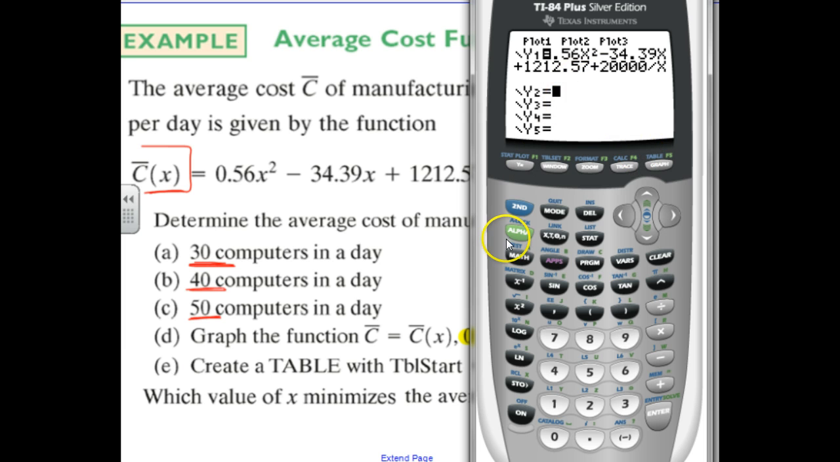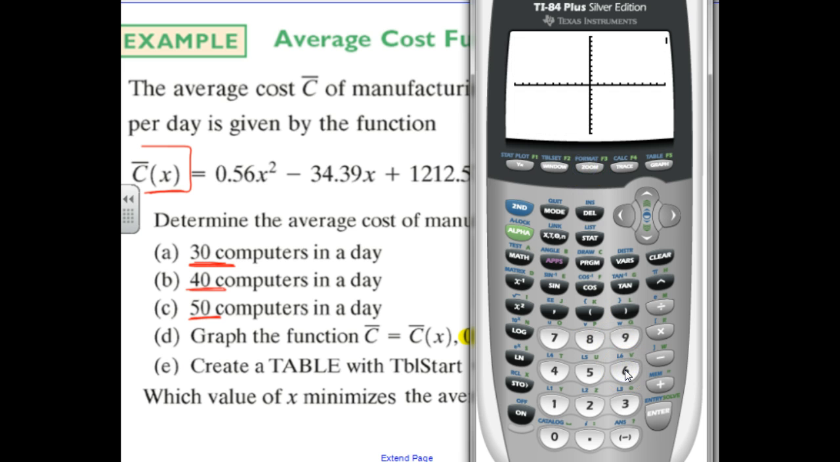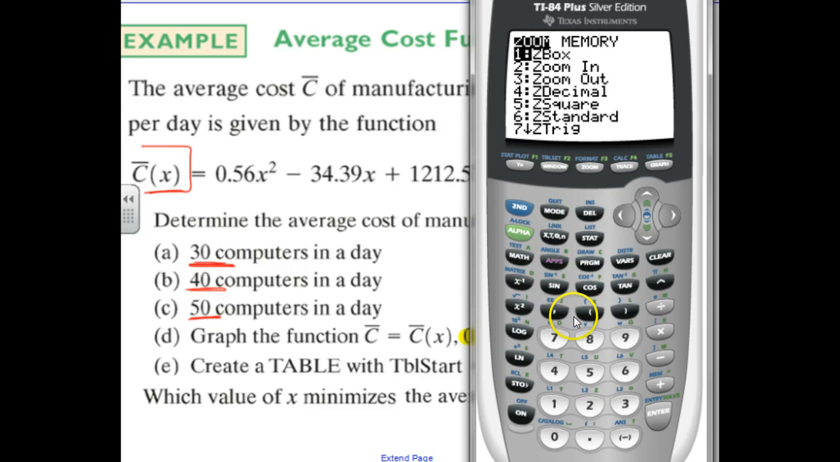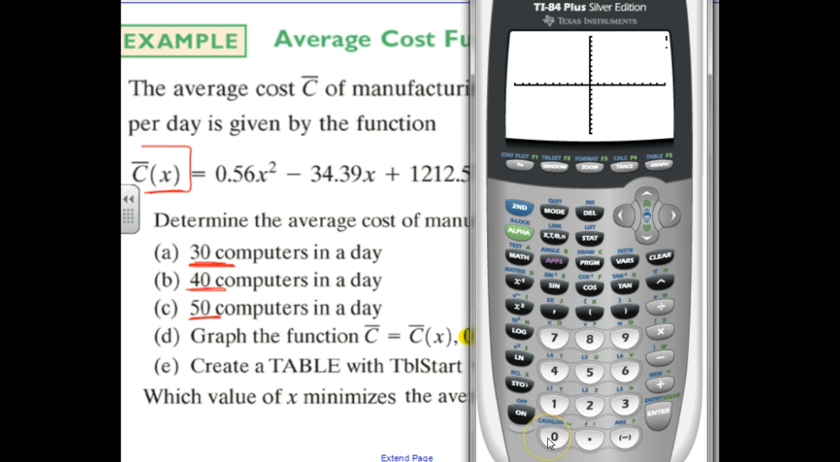I've typed in the problem, and here's my x squared key here. So I'm going to try to hit zoom 6. This will give me a standard 10 by 10 by 10 graph, and I'm not really surprised when I don't find anything because oftentimes the function won't fit in a 10 by 10 graph. So I'm going to hit zoom 0, which is a zoom fit function, and what it's trying to do is fit the function, or at least find the function.